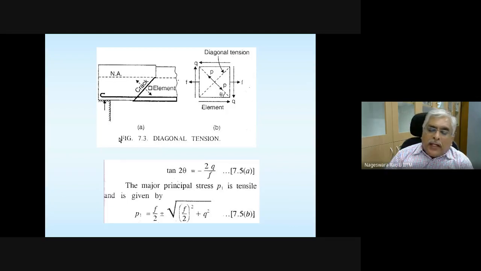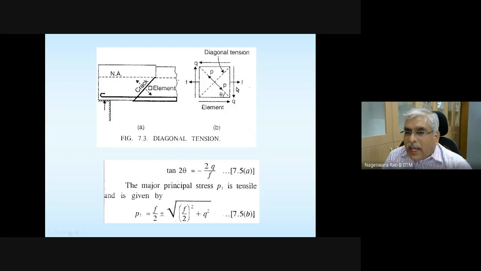And what about at the midspan? At the midspan, what is the bending moment? It is maximum, and shear force is 0. If shear force is 0, Q is 0. So tan 2 theta is equal to 0. What is theta? You tell me. Zero only. And so this angle theta is going to be 0.